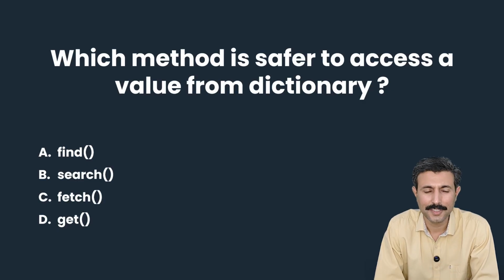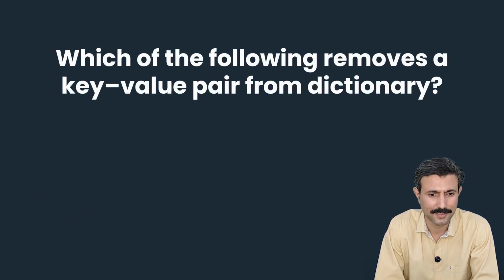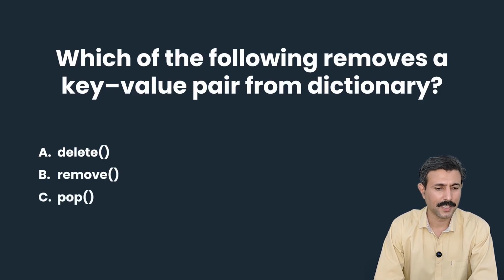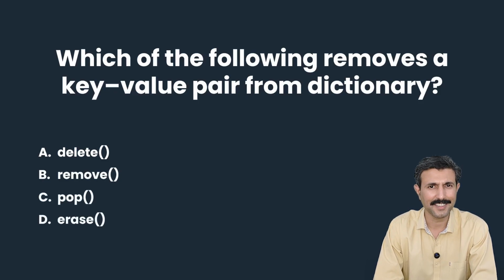So after this, the next question is this. Which of the following removes a key value pair from a dictionary? A, delete. B, remove. C, pop. D, erase. I think this is quite simple, right? You can answer it easily. So write the answer in the comments. Now let's move ahead.